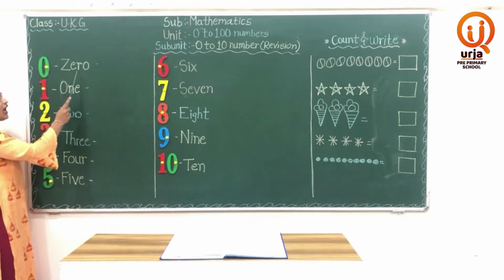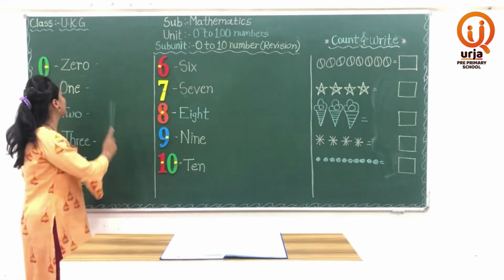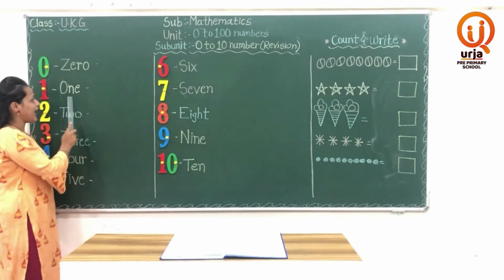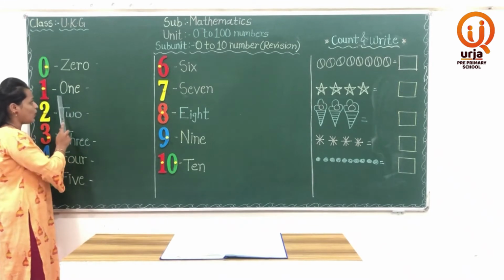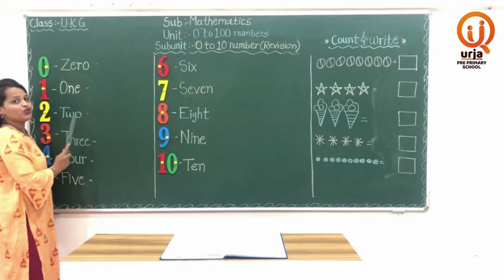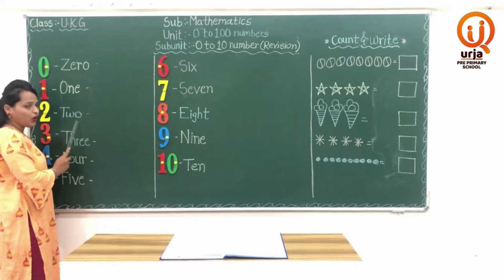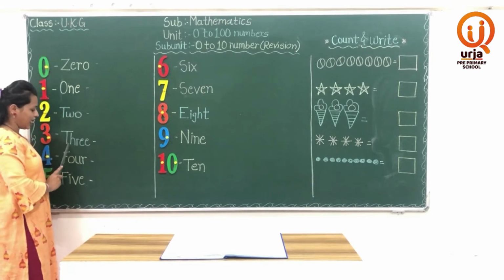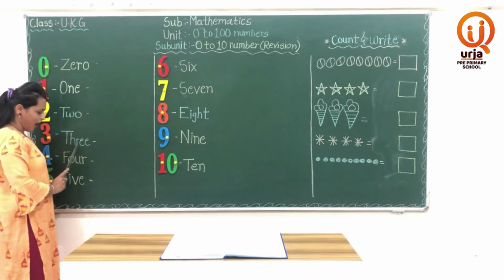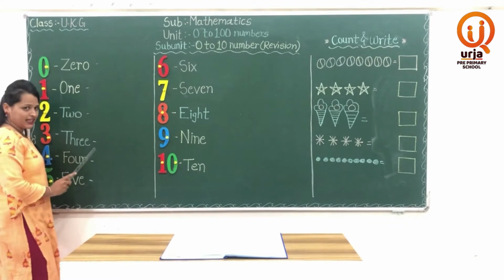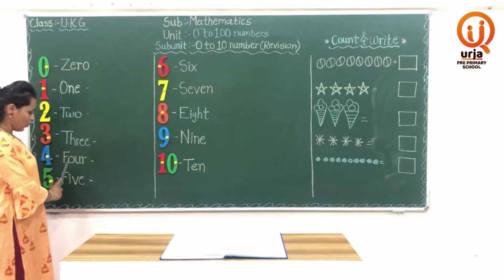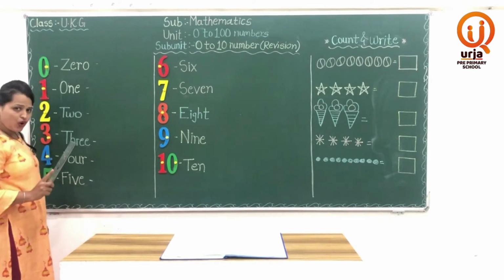Z-E-R-O, 0. O-N-E, 1. T-W-O, 2. T-H-R-double E, 3. F-O-U-R, 4.